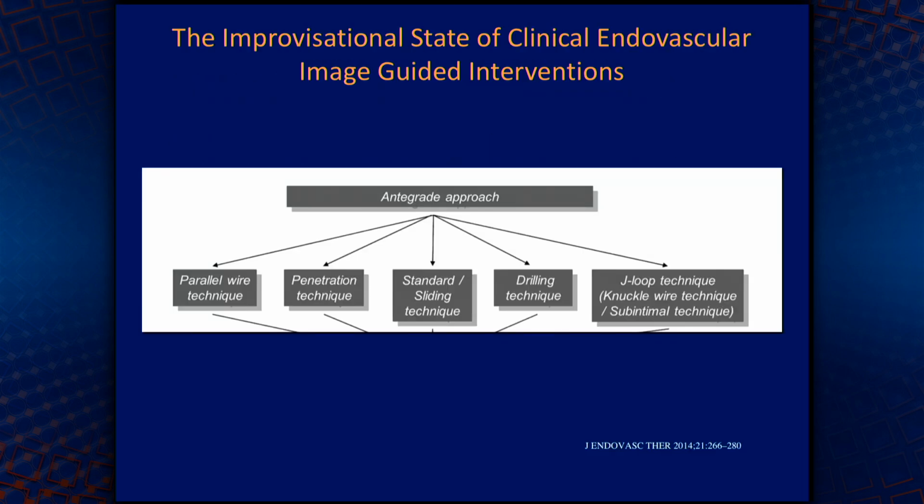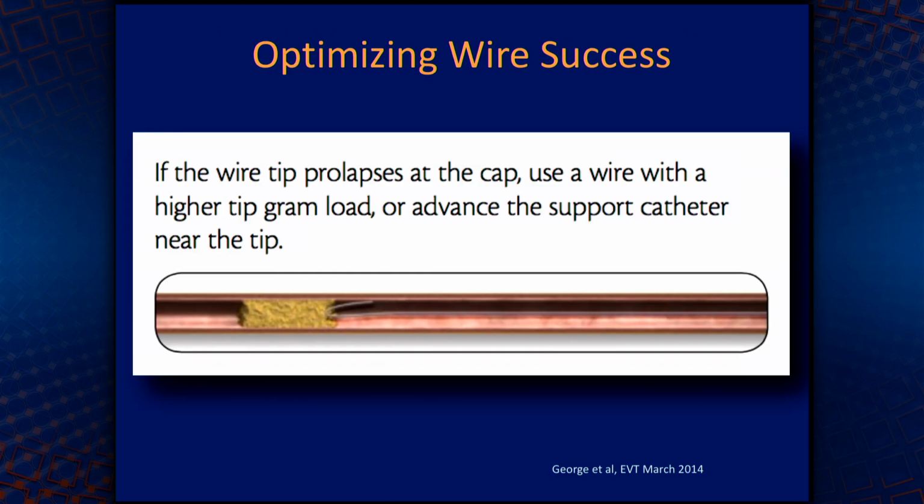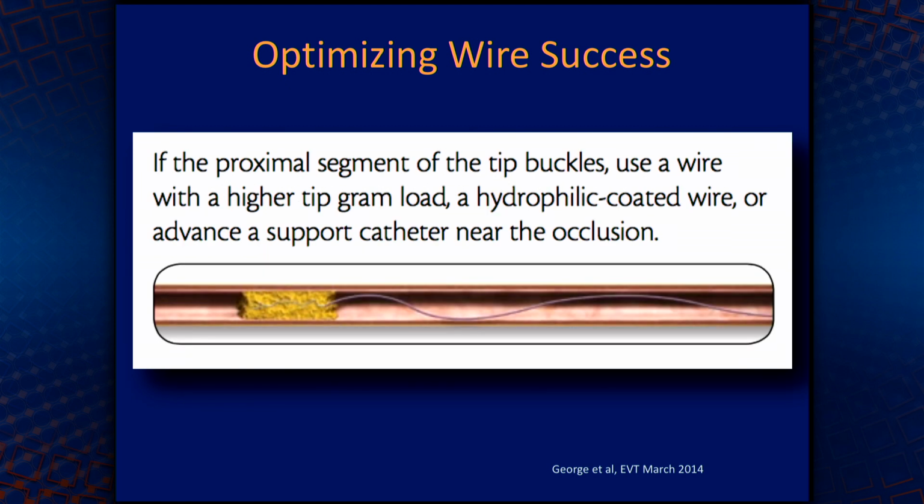Now, there are many ways to treat CTOs. Perhaps the easiest ones are the following. If the wire tip prolapses at the cap and you want to do a subintimal dissection, keep pushing. Otherwise, use a wire with a higher tip gram load or advance the support catheter near the tip. If the proximal segment of the tip buckles, use a wire with a higher tip gram load, switch for a hydrophilic coated wire, or advance the support catheter near the cap.